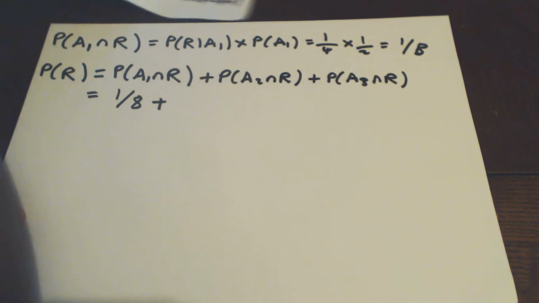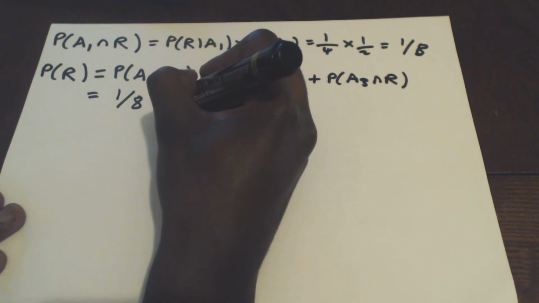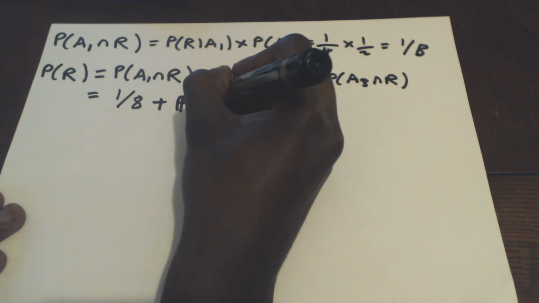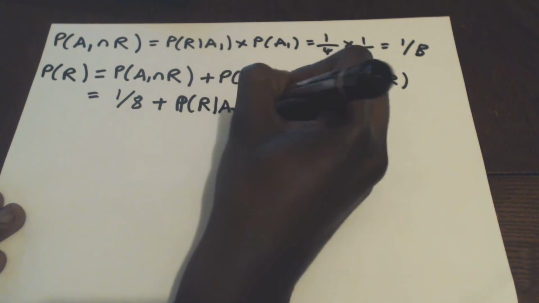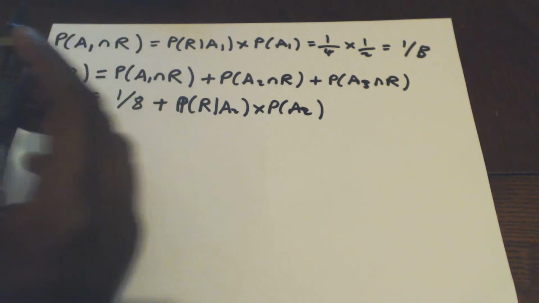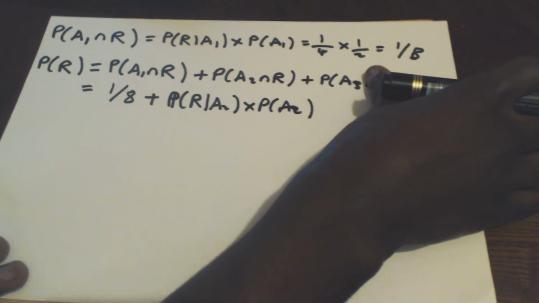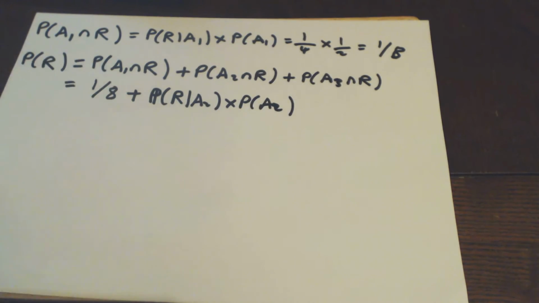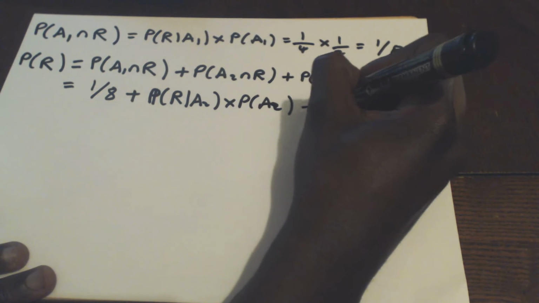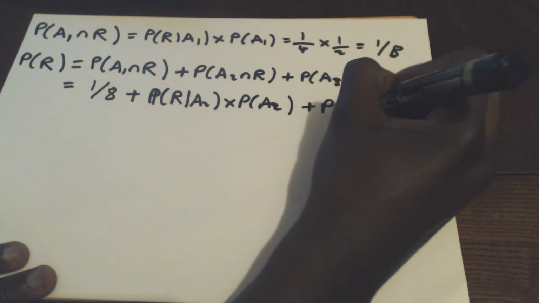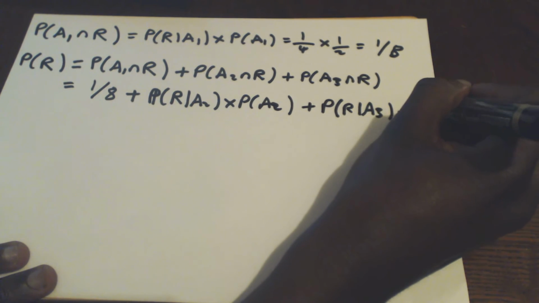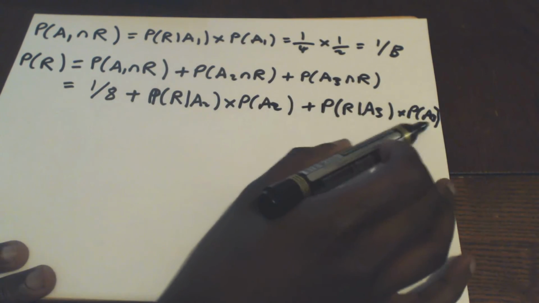A2 intersection R, well, I'm going to work that out the same way I did A1 intersection R. That's going to be the probability of R given A2 times the probability of A2. That's still the probability sign. Sometimes I just get in the habit of putting a line through it, like you do for sets like integers and rationals and all that stuff. But yeah, that's just a probability sign. Plus the probability of R given A3 times the probability of A3.